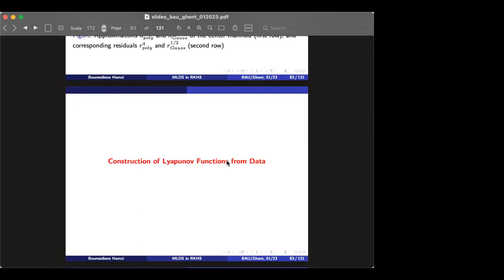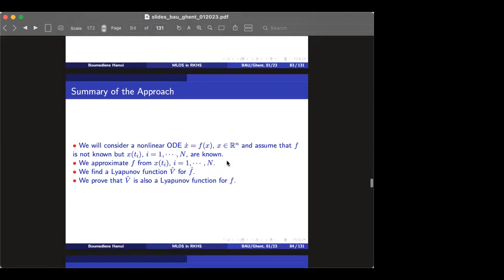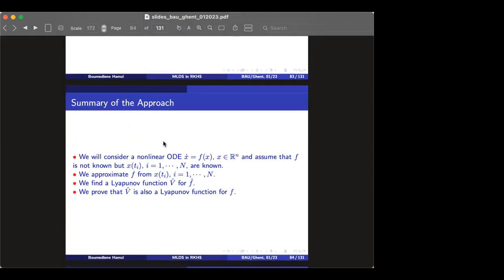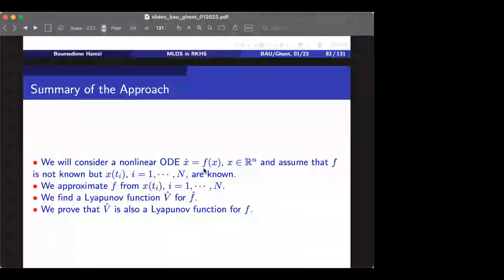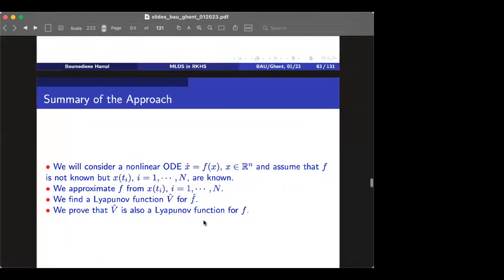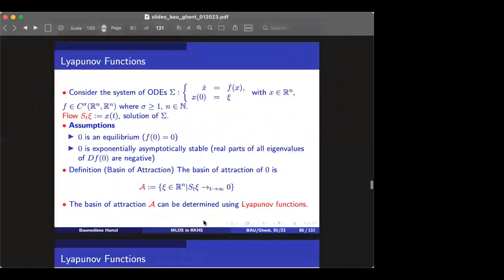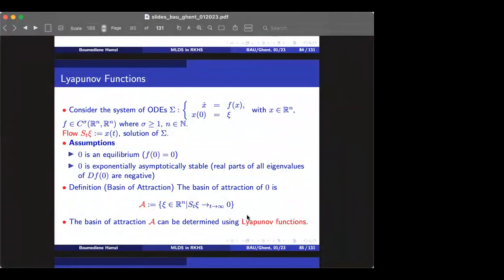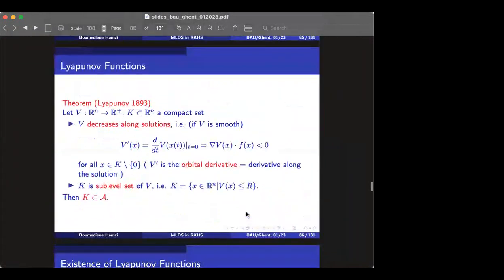Okay. So I'm going to go quickly over Lyapunov functions. Another topic is the construction of Lyapunov functions from data. Here we have a nonlinear ODE, x dot equals f of x. We approximate f from data, and then we find the Lyapunov function for the approximation. Then we prove that v hat is also a Lyapunov function for f. I'm guessing most of you know what a Lyapunov function is: basically, it's just a function that is decreasing along the solutions.